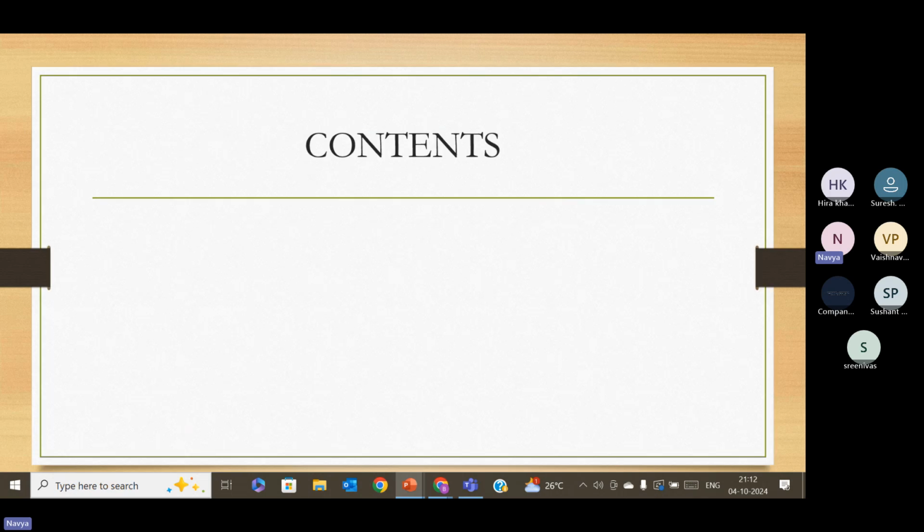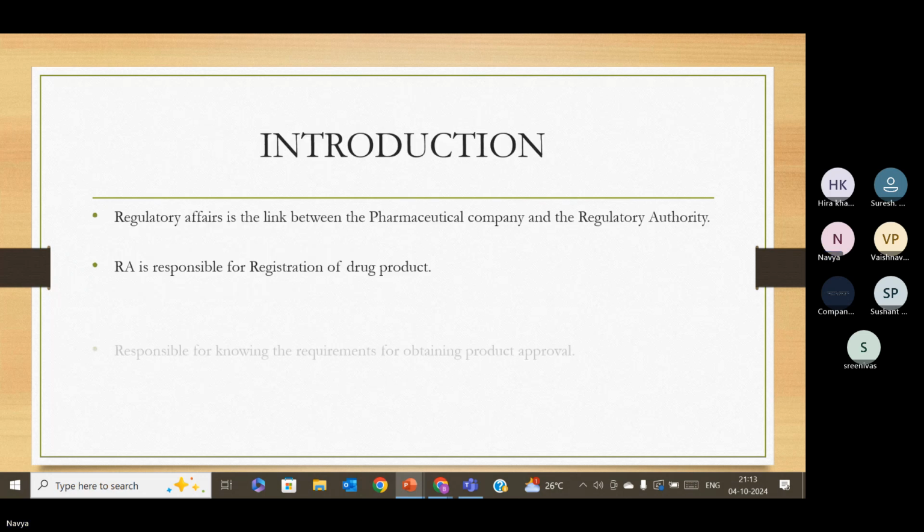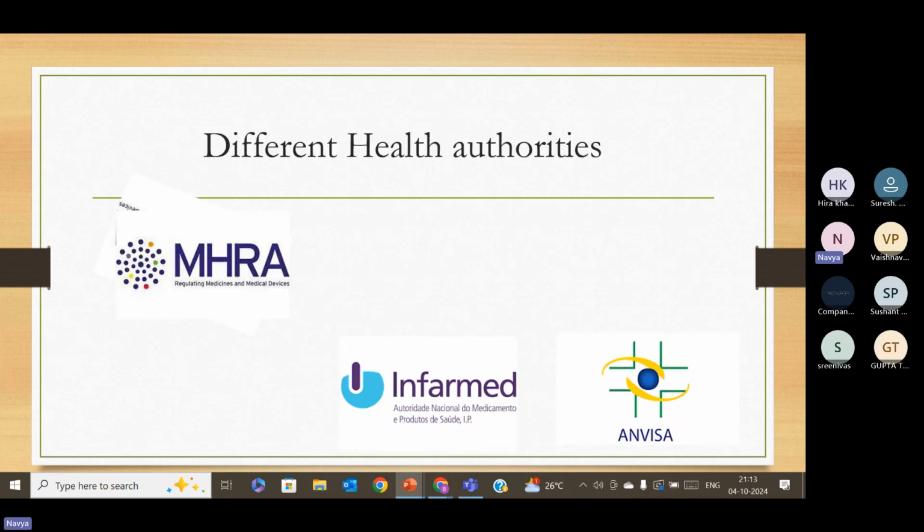So what we are going to complete today are the different contents: introduction of RA, role of RA professionals, scope and career. Now, introduction of RA. Regulatory affairs is a link between the pharmaceutical company and a regulatory authority. RA is first responsible for registration of the drug product, and responsible for knowing the requirements for obtaining the product approval. Okay, so those were the functions.